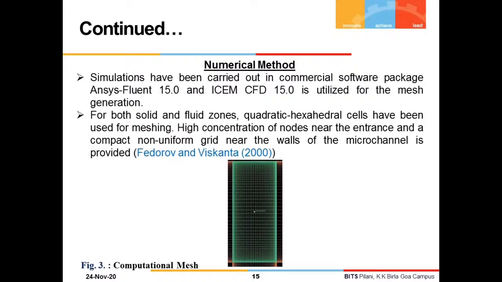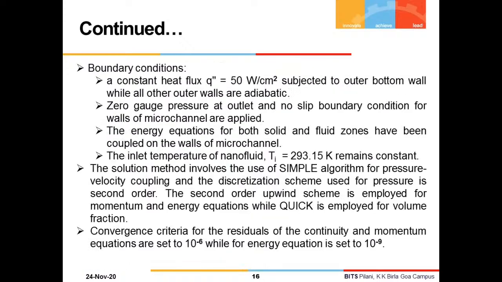Now coming to the numerical method, the simulations have been carried out in ANSYS 15. ICEM CFD is used for the mesh generation, and for both solid and fluid zones, quadratic hexahedral cells are used. According to Fedorov and Viskanta, a high concentration of nodes near the entrance and compact non-uniform grids near the walls were taken. Boundary conditions are as mentioned here. The solution method involves the use of the SIMPLE algorithm. The second order upwind scheme is employed for the momentum and energy equations, while the QUICK scheme is employed for the volume fraction. The convergence criteria is set to 10 to the power minus 6 for the continuity and momentum equations, while 10 to the power minus 9 for the energy.